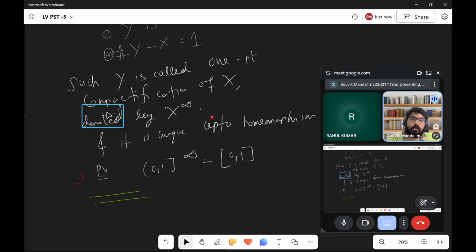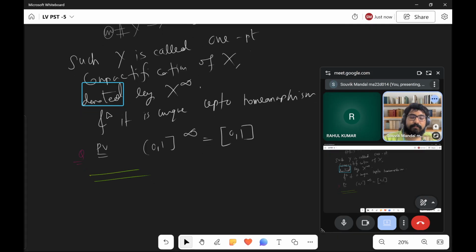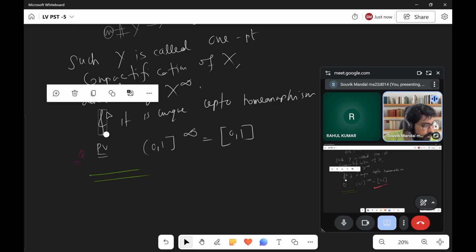So why will it be closed [0,1]? Because we take Y as [0,1], and Y minus X has cardinality 1. Correct. So it's direct, there is nothing much to do. Absolutely correct. Now the next question is: the one point compactification of open (0,1) is a circle S1. So try to prove it.